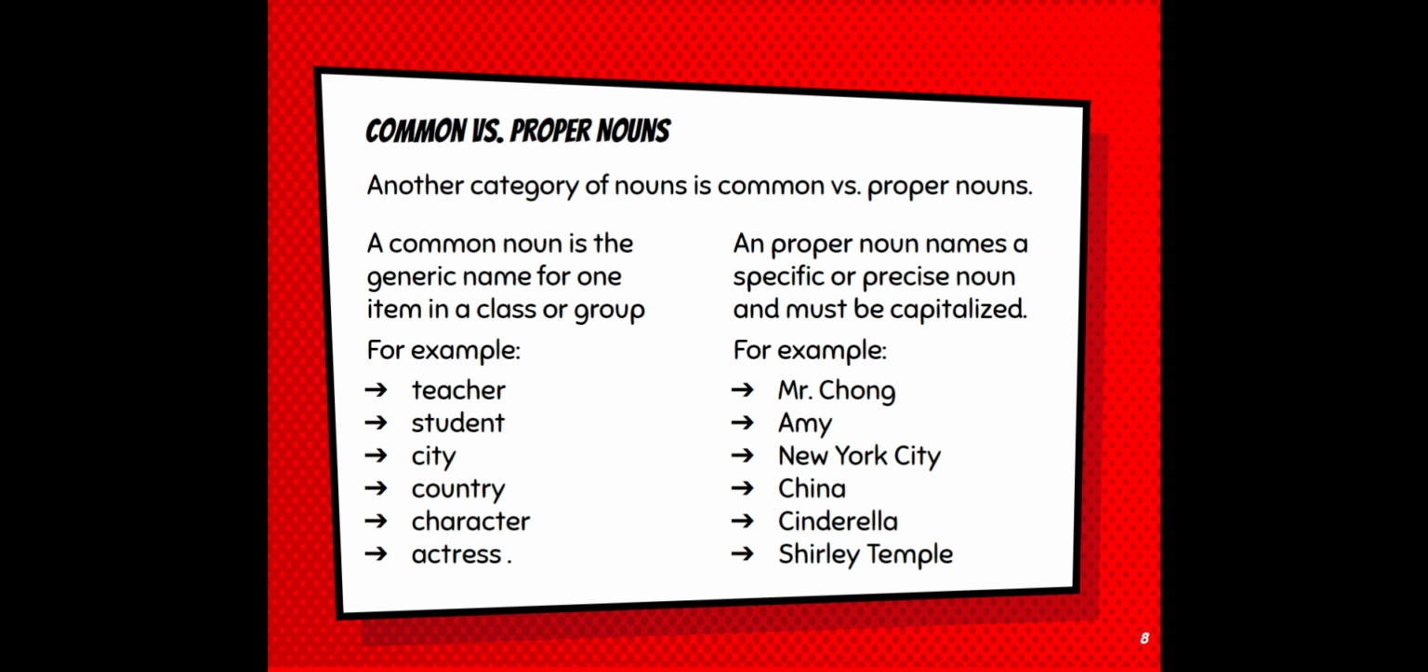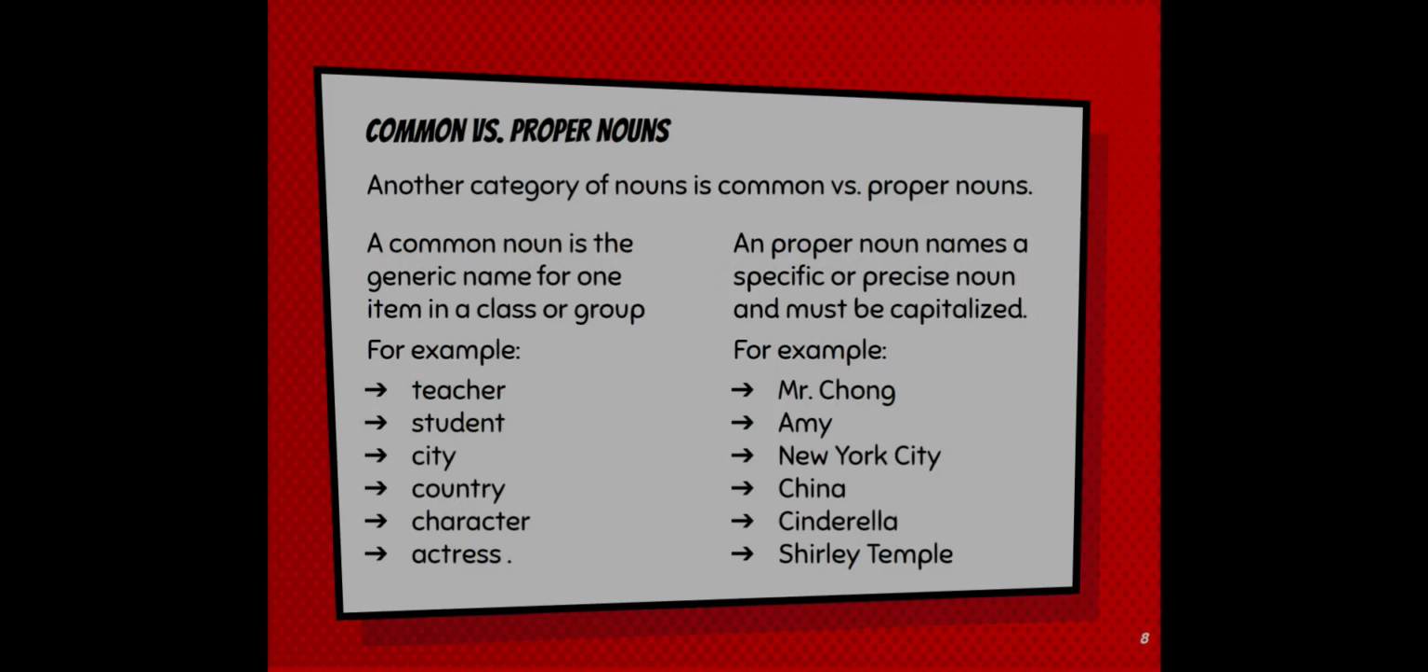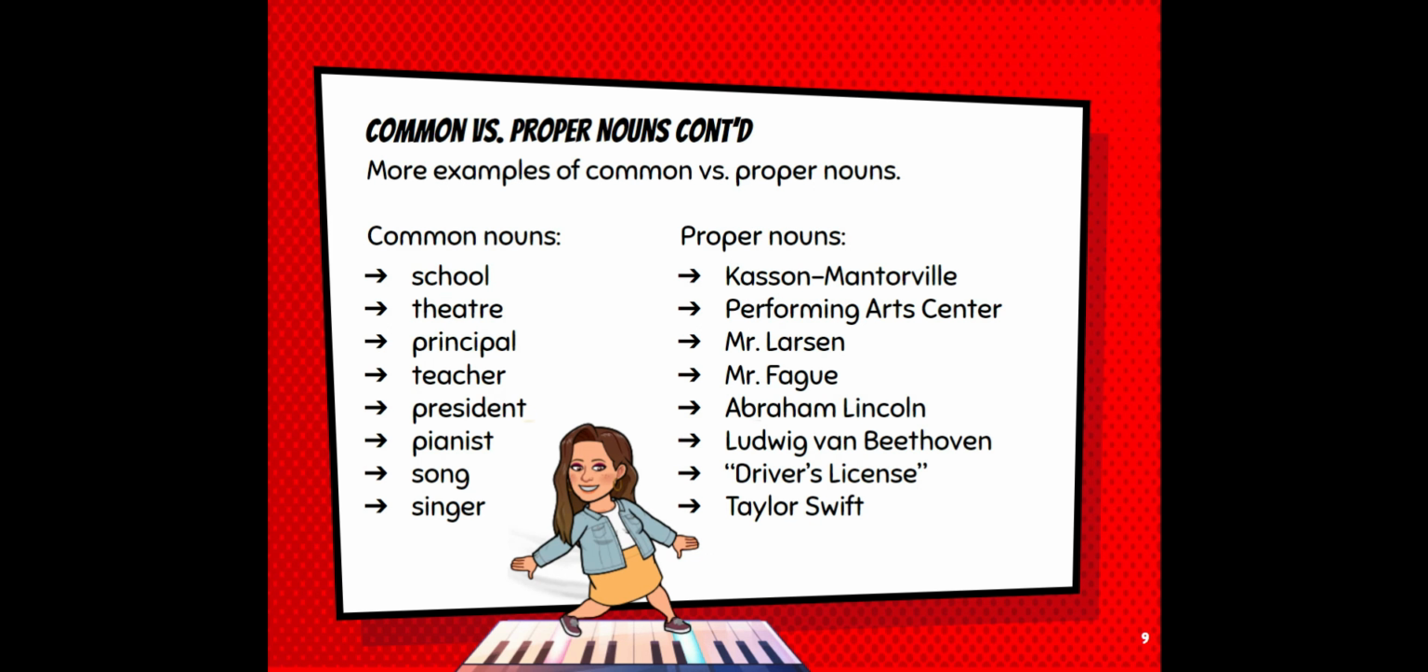Anyway, a proper noun names a specific or precise noun and must be capitalized. Also, it should be a, not an. For example, Mr. Chong, Amy, New York City, China, Cinderella, and Shirley Temple. Here are some more examples of common versus proper nouns.